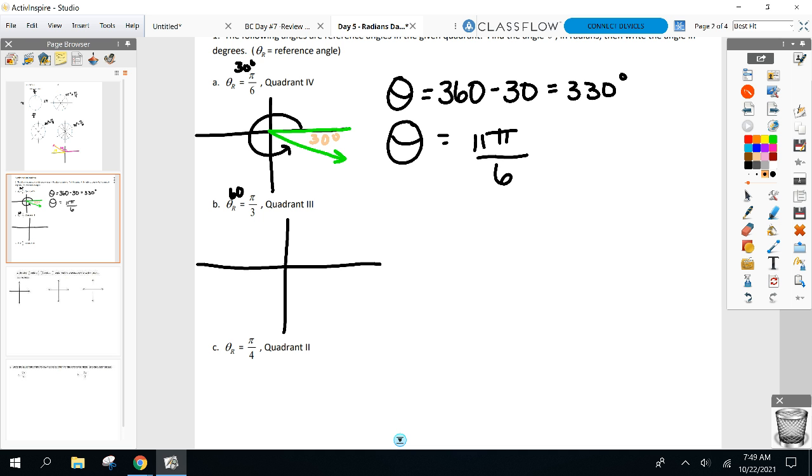So draw a 60-degree reference angle: x-axis, terminal side, 60-degree reference angle. Now let's take a look. What is the actual angle in quadrant 3? Think about it. I'll ask somebody. Think about how I would find that angle in quadrant 3.